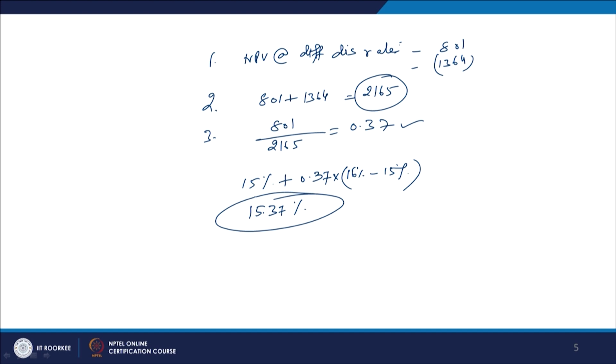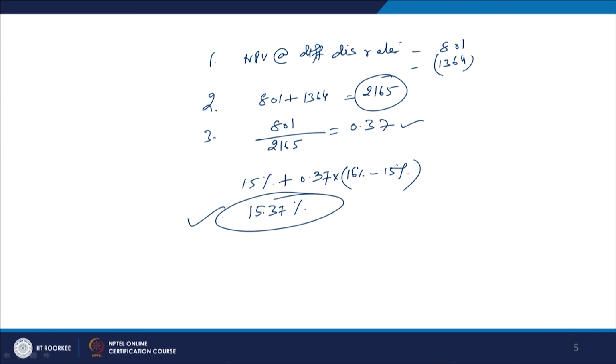The lower discount rate, the smaller discount rate at which the NPV is positive, plus that ratio, multiplied by the bigger discount rate minus the smaller discount rate. So, you multiply that ratio with the difference of these two and add it to the smaller discount rate. Finally, you will be able to find the exact discount rate.